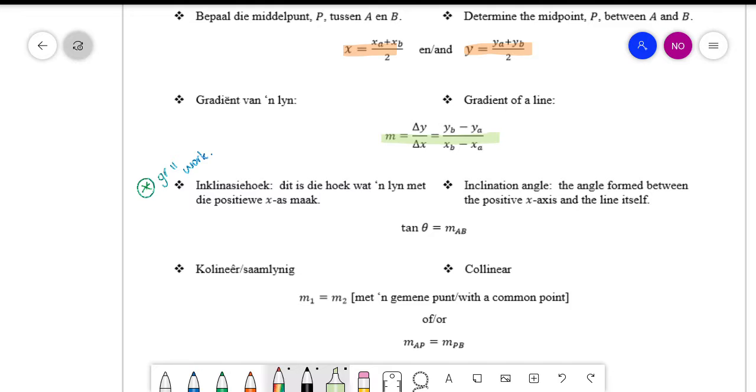Hierdie drie goeters bo dit, julle het mos laas jaar die afstandformule gedoen. Julle het mos die middelpunt gedoen en julle weet al om die gradient van 'n lyn uit te werk. So those three shouldn't be completely strange to you.